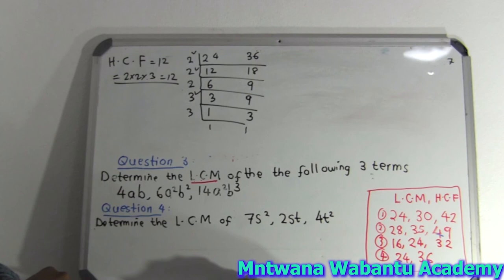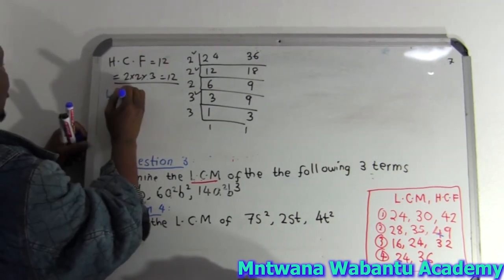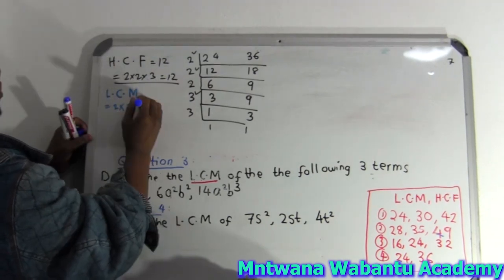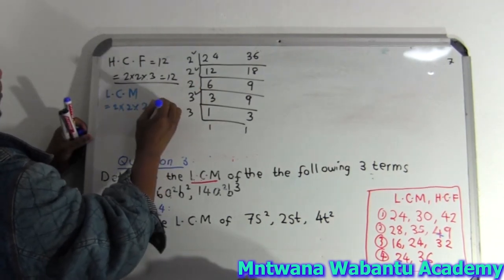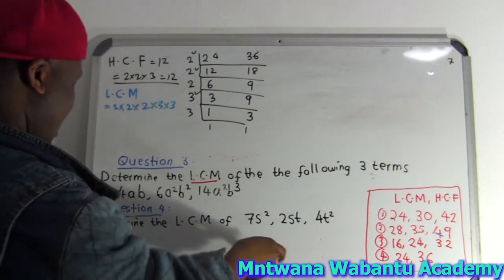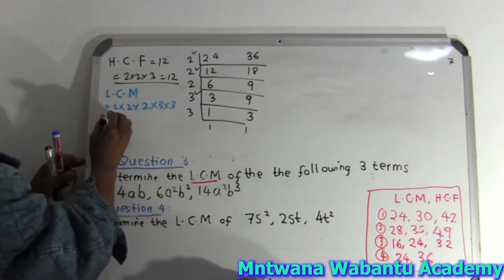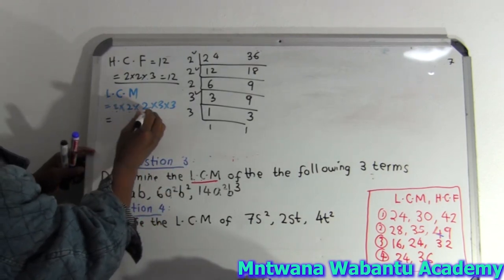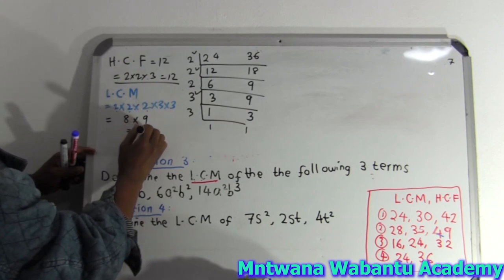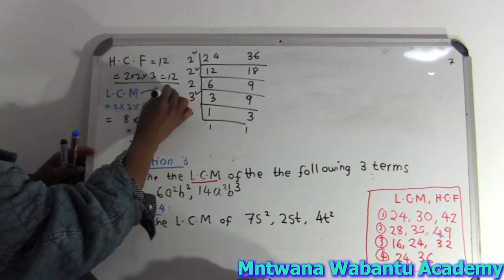Now, lowest common multiple is easy: multiply all these numbers. So the lowest common multiple is 2 times 2 times 2 times 3 times 3. You know what I'm saying? So now, this equals 2 times 2, 4, 4 times 2 equals 8, times 3 times 3 equals 9, which equals 72. And this is our LCM.